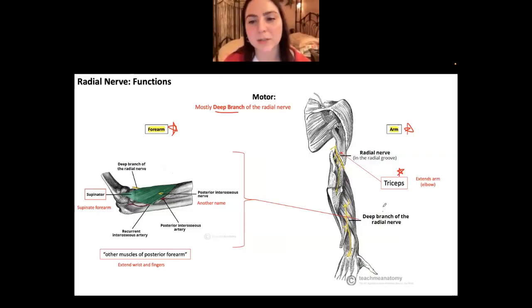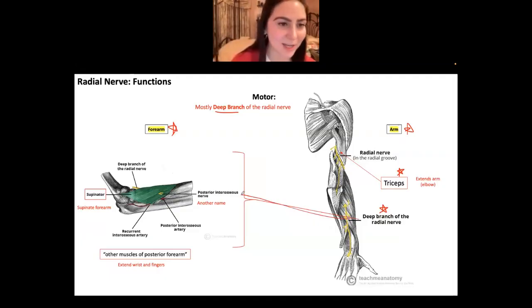And then you see it branches off into the deep branch. That opens up into a lot of these different forearm muscles. And I'm not going to lie, there's a lot of forearm muscles that sure are important to know eventually. But in terms of your exam, this is the best way I kind of explain it.